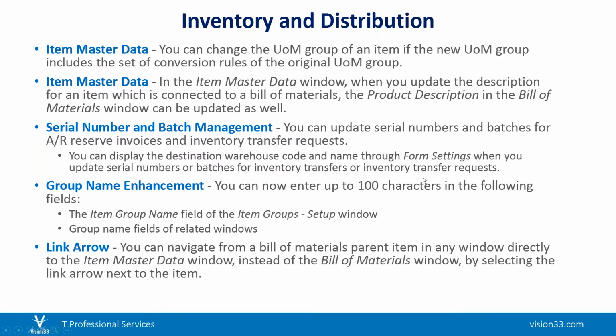The link arrow. You can navigate now from a bill of materials parent item in any window directly to the item master data window instead of the bill of materials window. Right? So this just kind of cuts a step out in the process, so you don't have to click twice, but just once to get where you want to go.